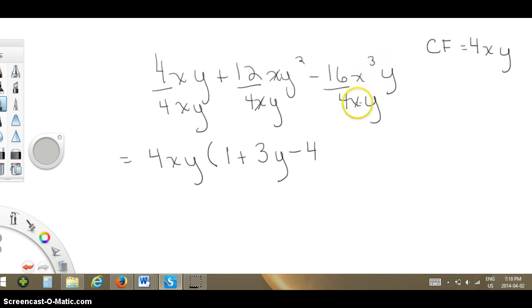X to the power of 3 divided by x means that I took out 1 x from x to the power of 3. So that means there's x to the power of 2 left, and y divided by y means that there are no more y's left. And this is all you can do from this point. So in this example, it is just common factoring.